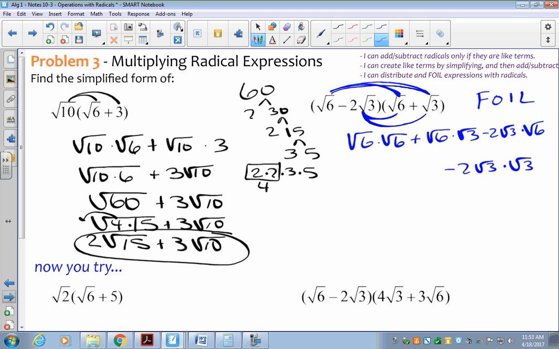Okay. If I have multiplication and something is under a root, I can write it all under the same root. So this is root 6 times root 6. I can write it as the square root of 6 times 6. This is square root of 6 times square root of 3. I can rewrite that as square root of 18. Oops, sorry, just skipped a step there.